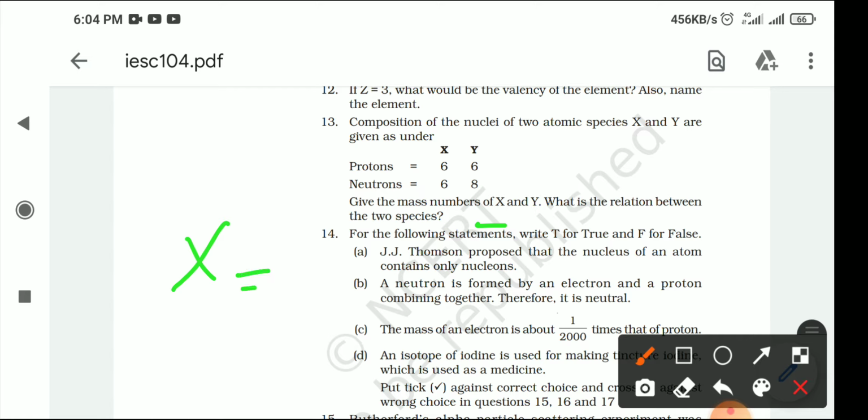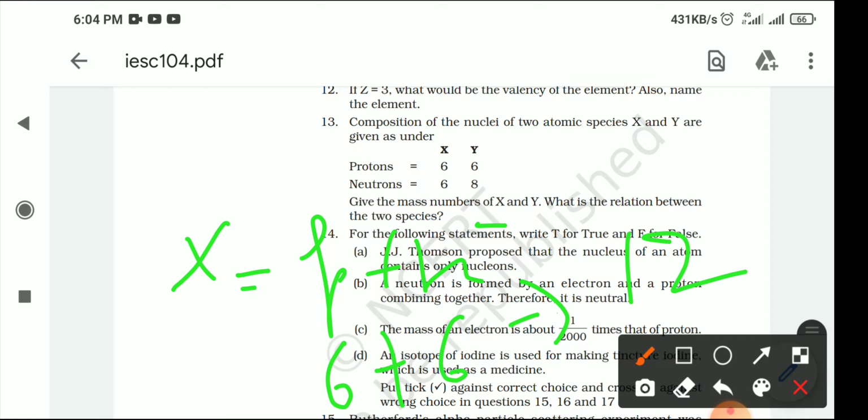The mass number of X means protons plus neutrons. How many protons are there? In X there are 6 protons and 6 neutrons. So what will be the mass number? It will be 12. Clear? Now, how much will it be in Y? 6 plus 8, that is 14. So in the case of Y, it will be 14.